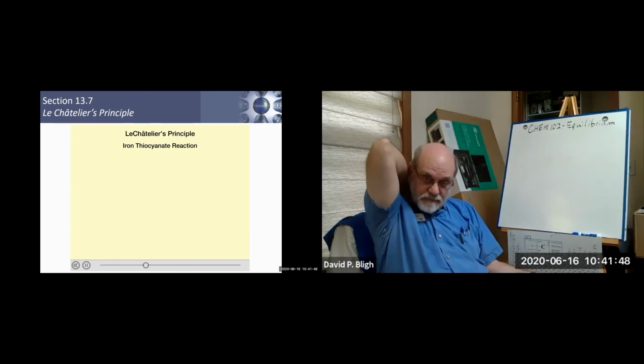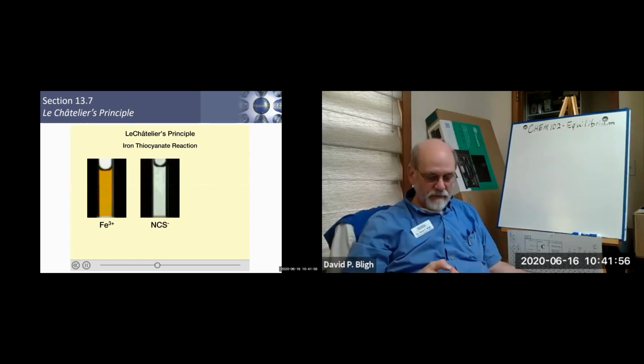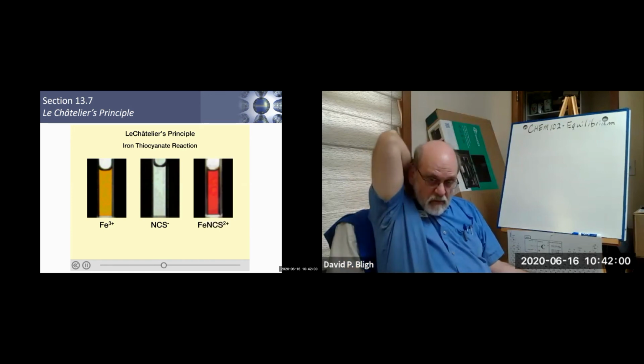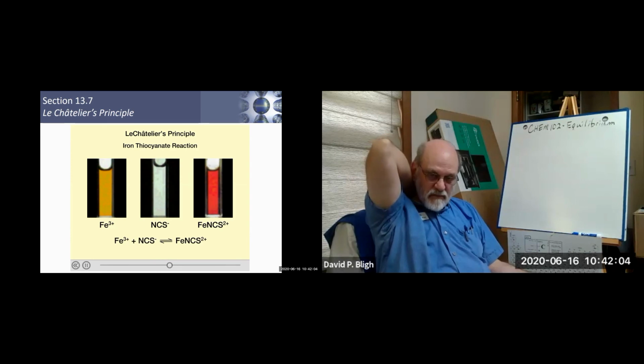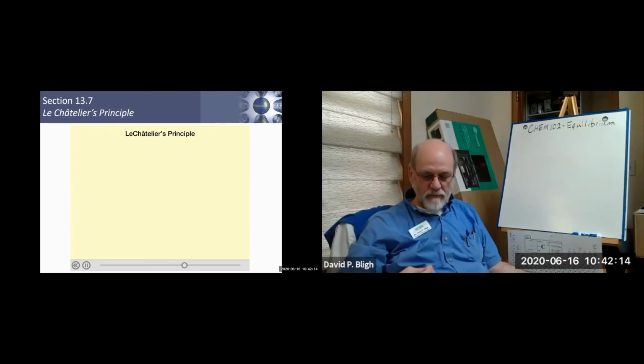Iron 3 is a light-colored ion in neutral or slightly acidic solutions. Thiocyanate is a colorless ion in solution. The iron thiocyanate complex is a blood-red ion. The reaction of iron and thiocyanate in solution is reversible. That is, it moves in both the forward and reverse directions. Let's consider what happens to the reaction when changes are imposed on the system.